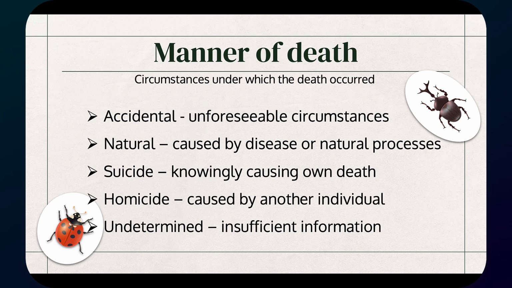A natural death is a death that's caused solely by disease or natural processes. A suicide is where the victim knowingly engaged in an act reasonably expected to end his or her life. A homicide is a death that is caused by another individual. This can refer to either a non-criminal act or the criminal act of murder. And the last is undetermined, and this is where we have insufficient information about the circumstances of the death.